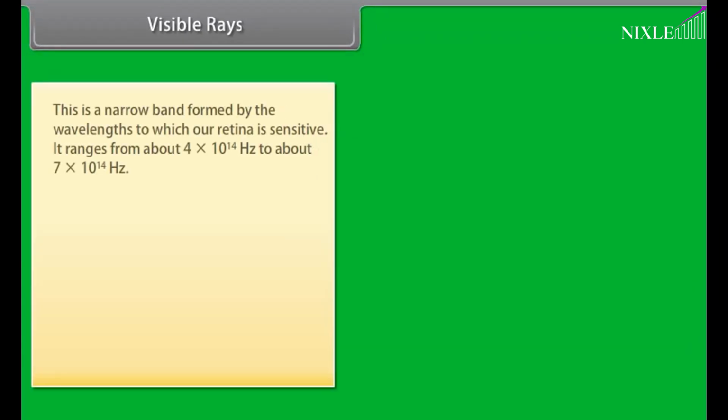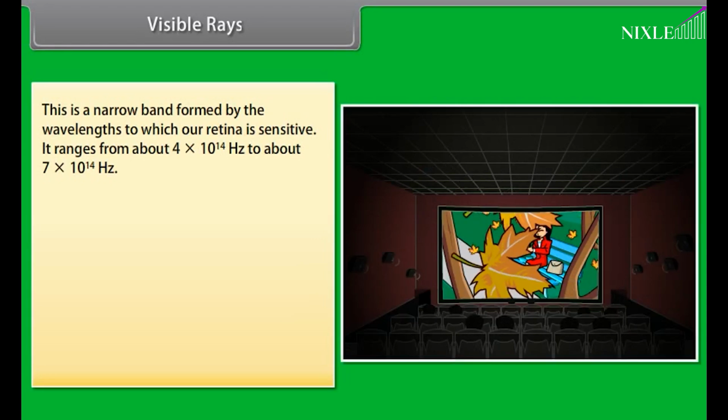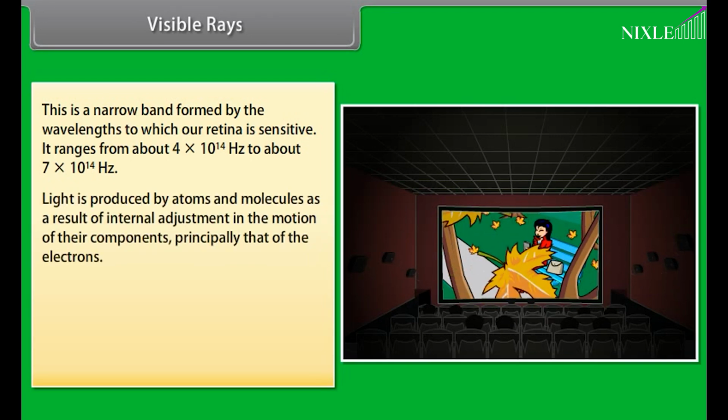Visible rays. This is a narrow band formed by the wavelengths to which our retina is sensitive. It ranges from about 4 into 10 raised to the power 14 Hz to about 7 into 10 raised to the power 14 Hz. Light is produced by atoms and molecules as a result of internal adjustment in the motion of their components, principally that of electrons.